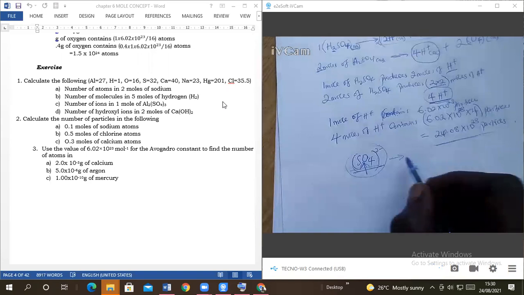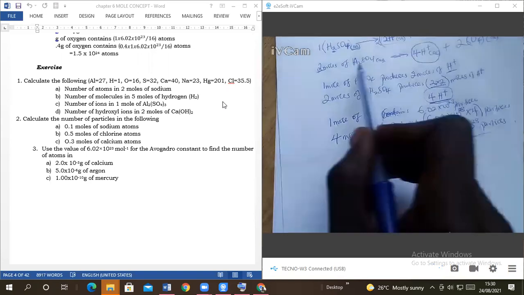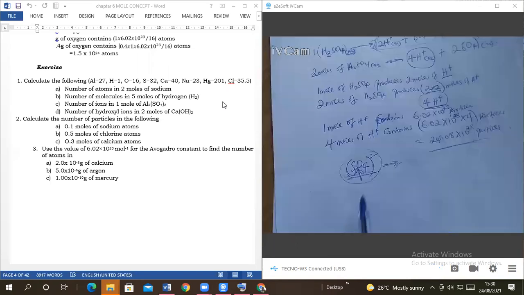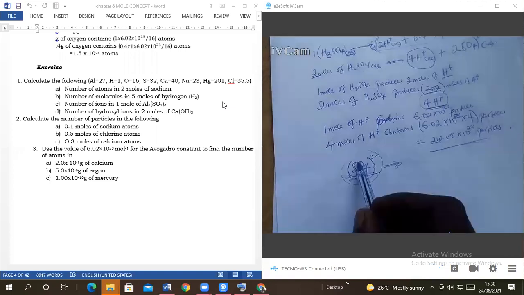But they might ask you the number produced by 2 moles of sulfuric acid, maybe the number of sulfate ions produced by 2 moles of sulfuric acid. You get it? But they can never ask for only one atom in a sulfate ion. It is not easy to remove this O4 from this.